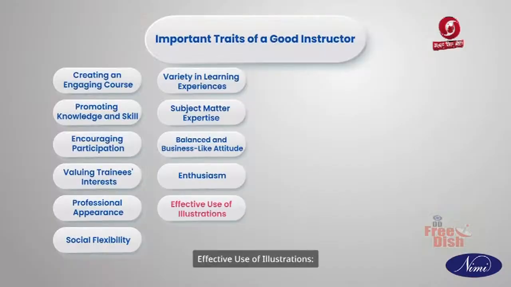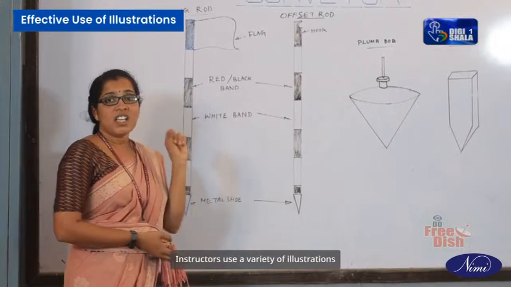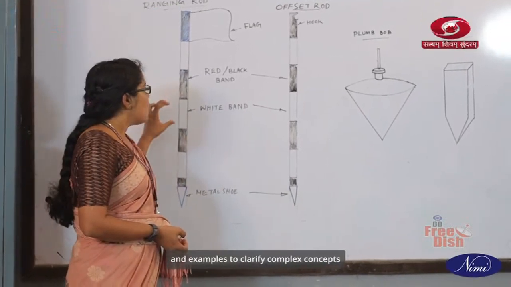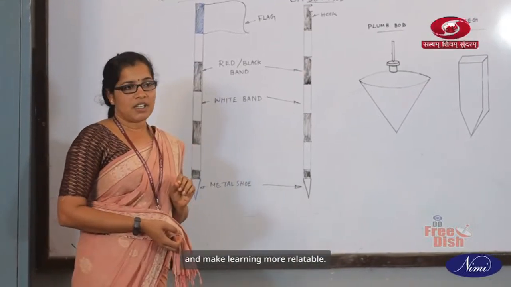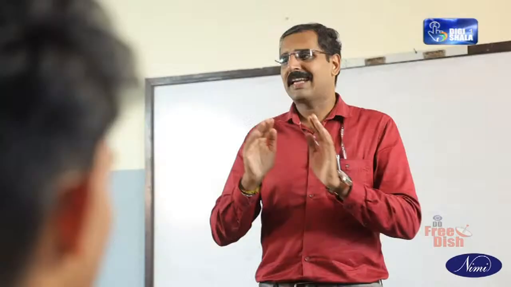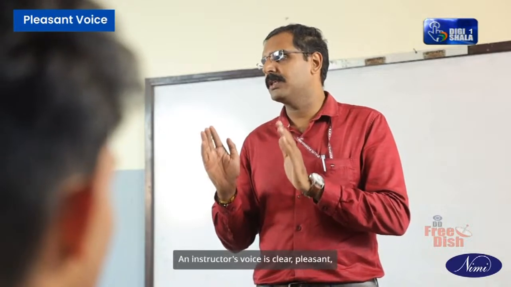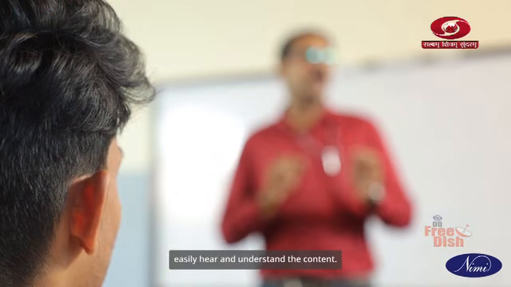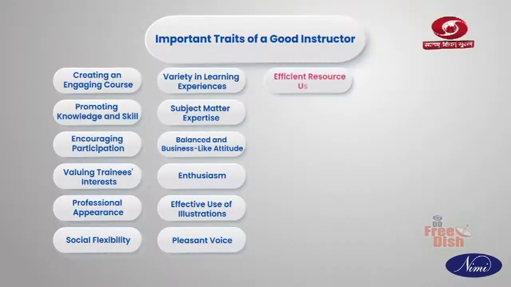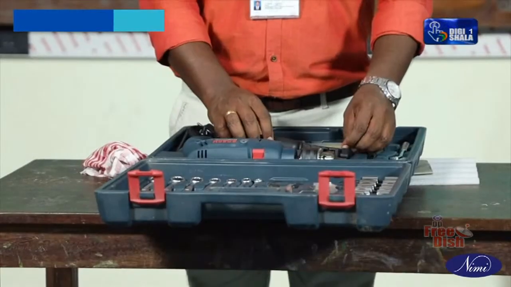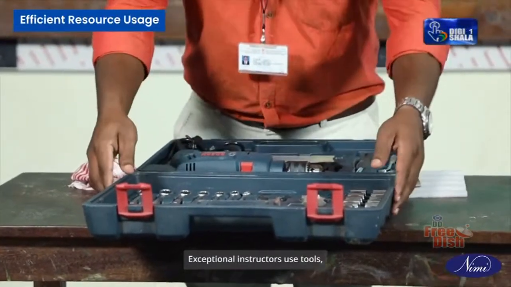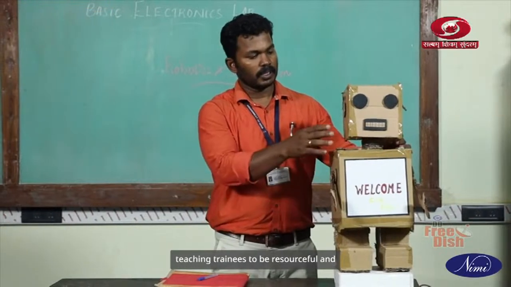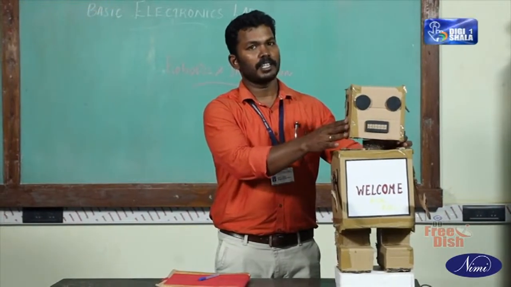Effective use of illustrations. Instructors use a variety of illustrations and examples to clarify complex concepts and make learning more relatable. Pleasant voice. An instructor's voice is clear, pleasant, and audible, ensuring that all learners can easily hear and understand the content. Efficient resource usage. Exceptional instructors use tools, materials, and equipment economically, teaching trainees to be resourceful and efficient.